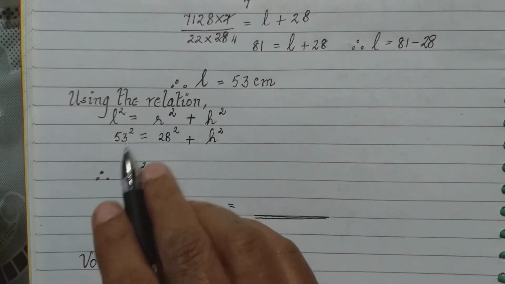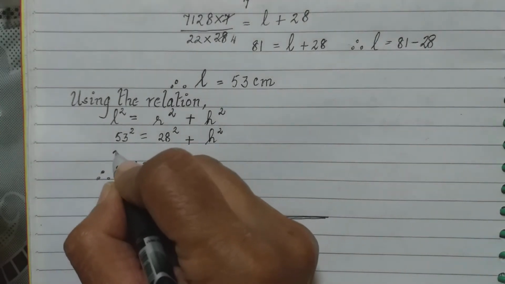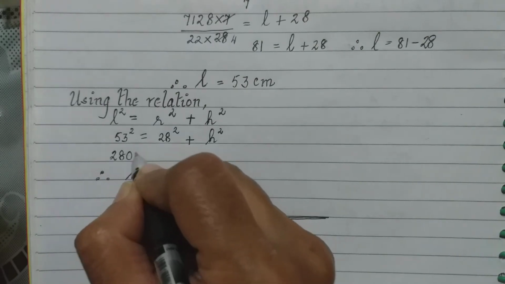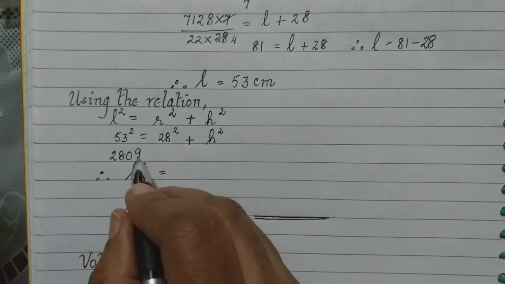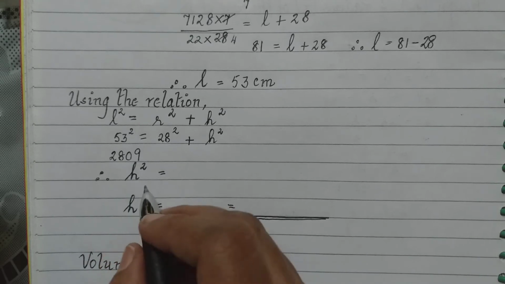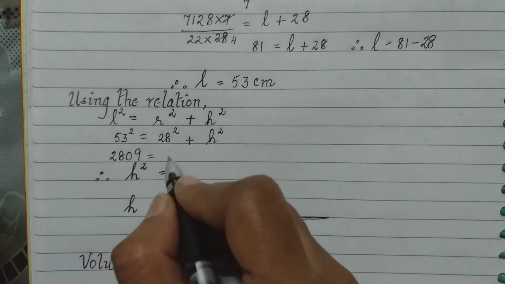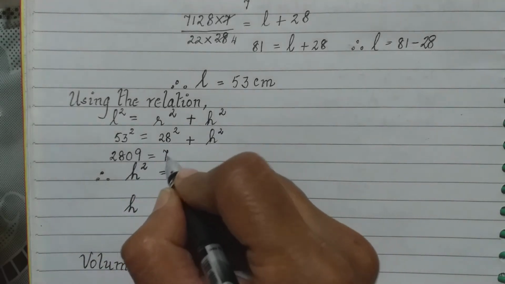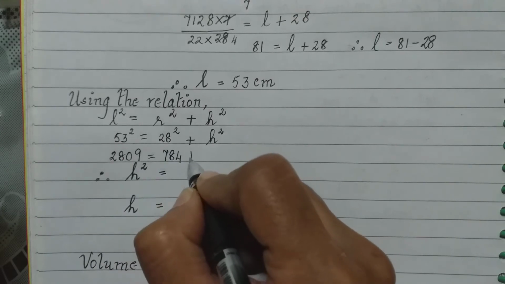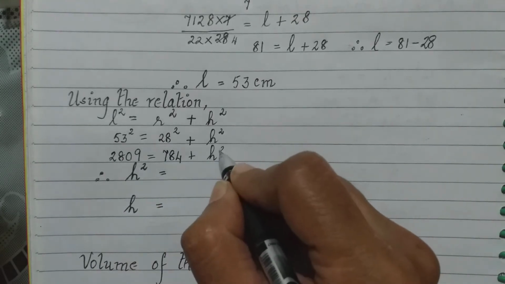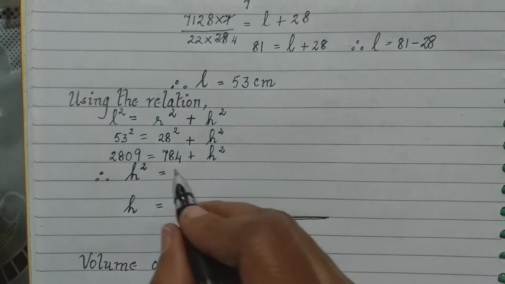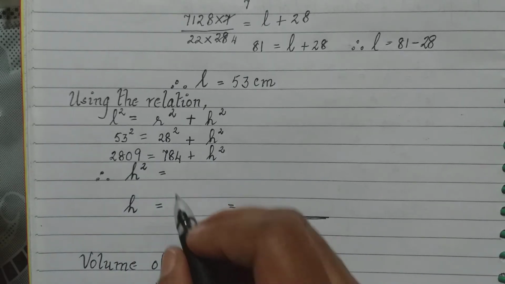53 square, when we square it, becomes 2809. You will square and confirm the values I have written. 28 square is 784 plus h square. So if I have to find h square, I take 784 on the other side.